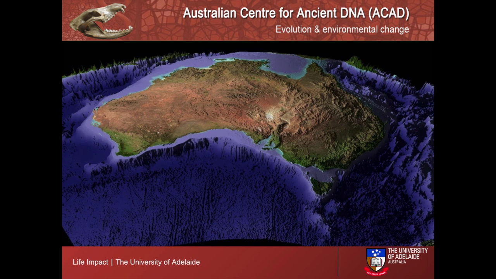People think about the LGM as cold, but more accurately, it's dry, because all the water is being locked up in the ice caps at the time. And at that point, this is largely mobile sand. In Australia, just a few small regions around the edge are actually habitable.